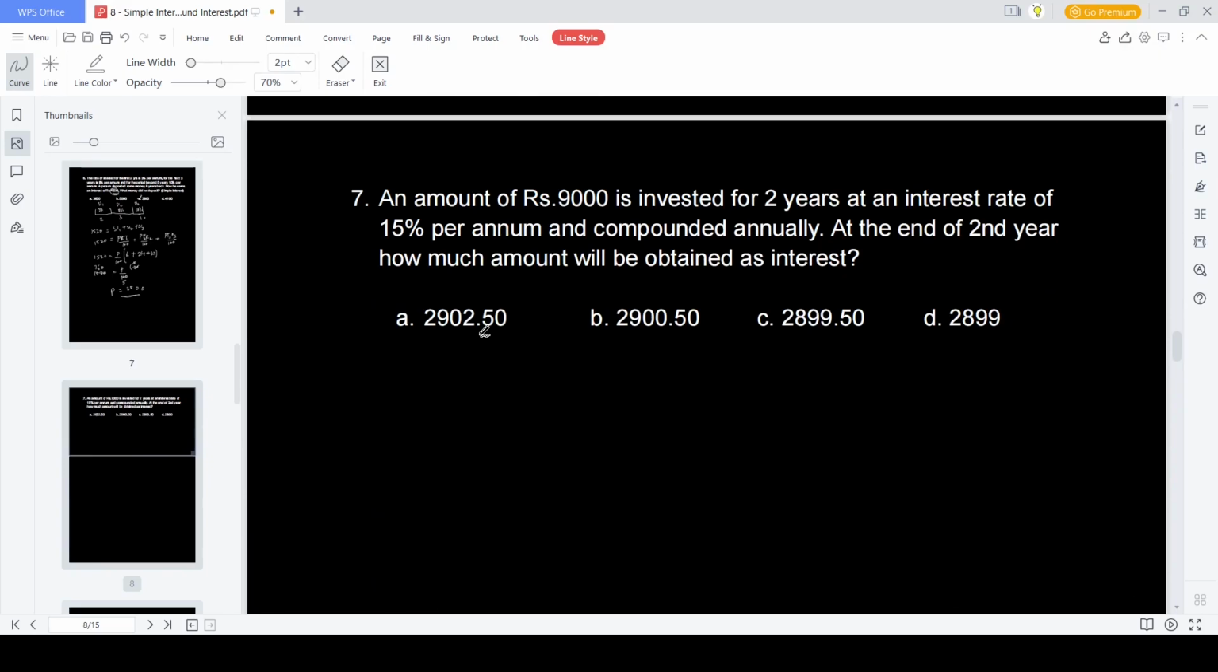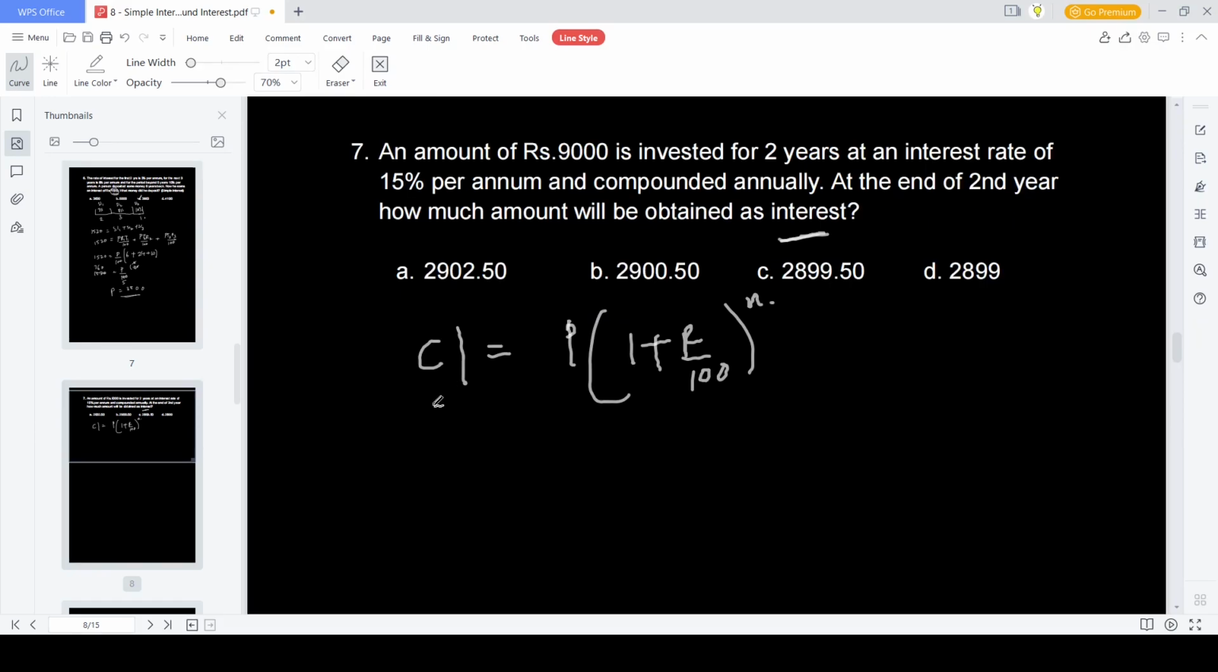An amount of 9,000 rupees is invested for 2 years at an interest rate of 15% per annum and compounded annually. At the end of 2 years, how much is the amount obtained as interest? Okay, so we know that compound interest is nothing but P into 1 plus R by 100 to the power n, okay, number of years. Okay, so now we have to find out how much interest will be obtained, right?